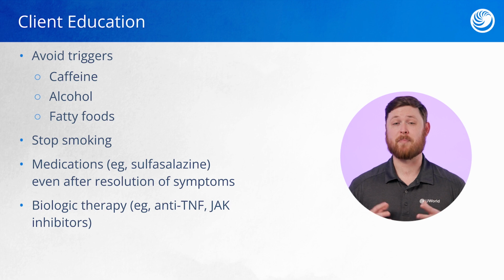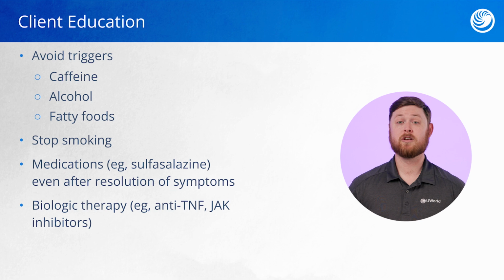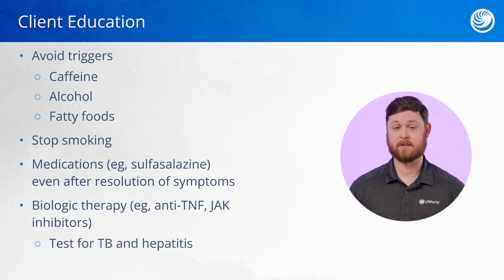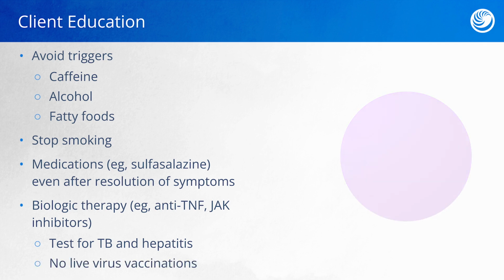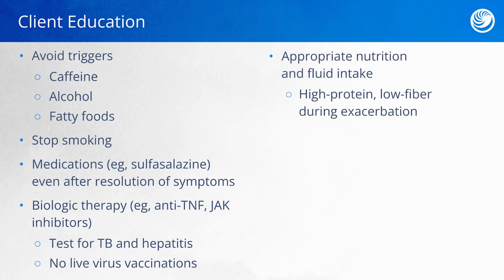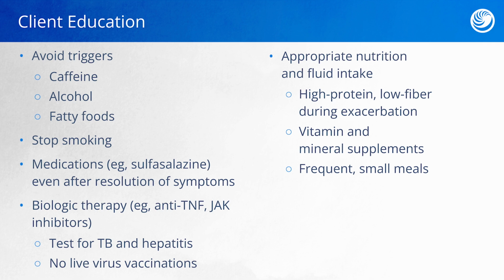Now, it's important to note that biologic therapy can reduce the immune response throughout the entire body. So clients starting biologic therapy should be screened for TB as well as hepatitis. And during therapy, clients should avoid live virus immunization. During periods of exacerbation, the client should consume a high protein and low fiber diet. They should supplement their diet with vitamins and minerals as needed. Frequent small meals can help reduce inflammation within the bowel. And the client should be consuming at least 2 to 3 liters of fluid a day to help prevent dehydration.